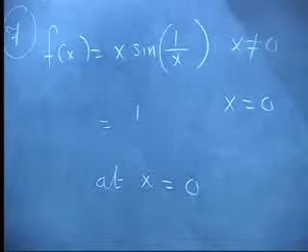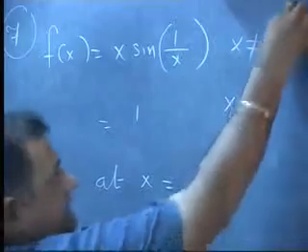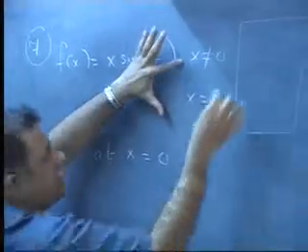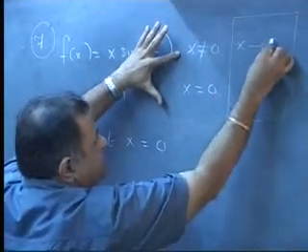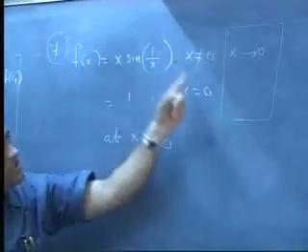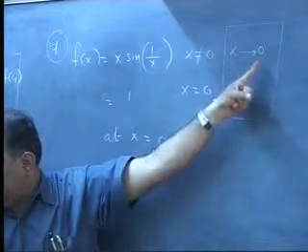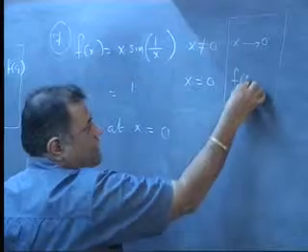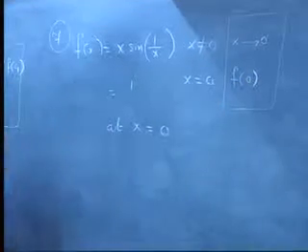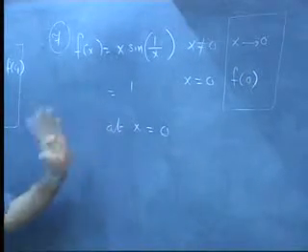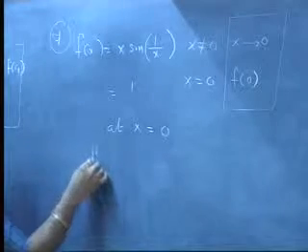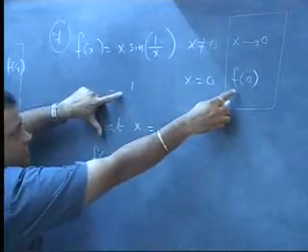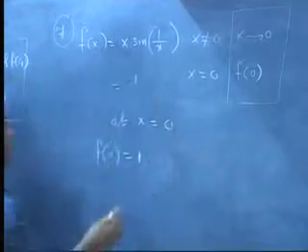Once again, in continuity, the very first step is identify the function. X not equal to 0 means x tends to 0 from both the sides, from negative side as well as from positive side. X is equal to 0 means f of 0. So I want to check the continuity at x is equal to 0. F of 0 they have given you as 1.